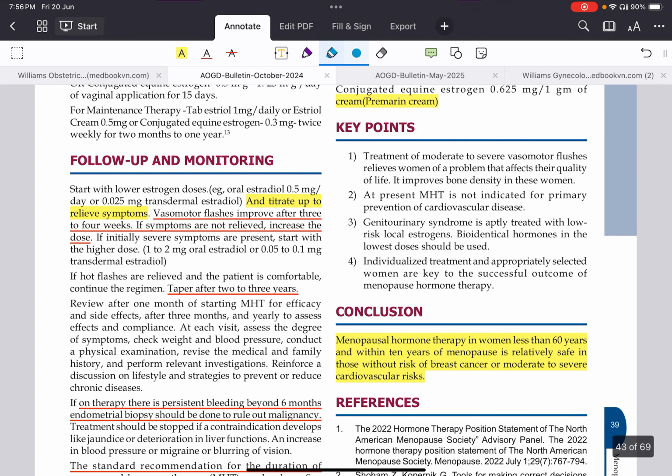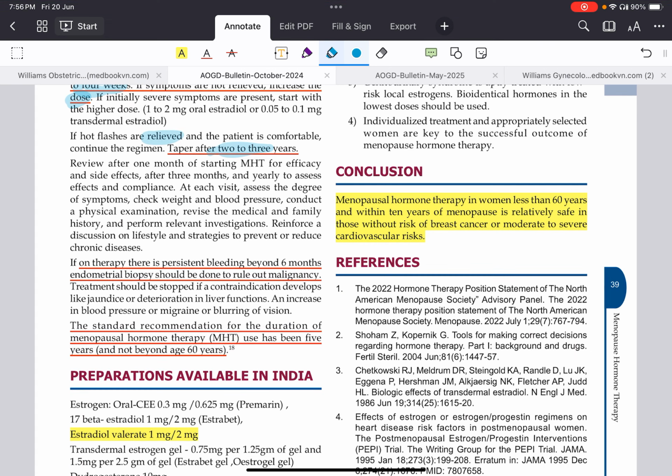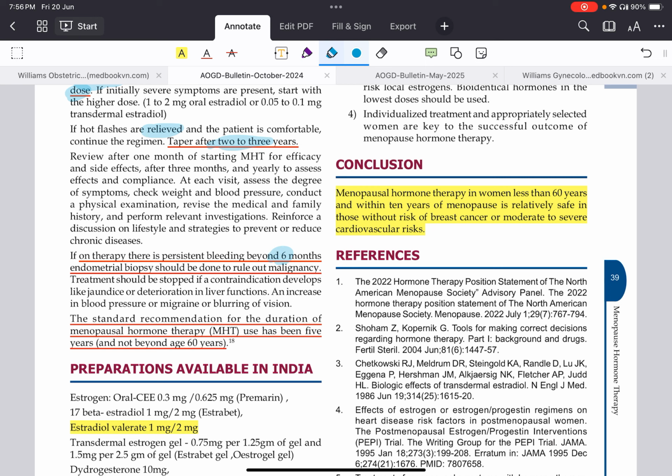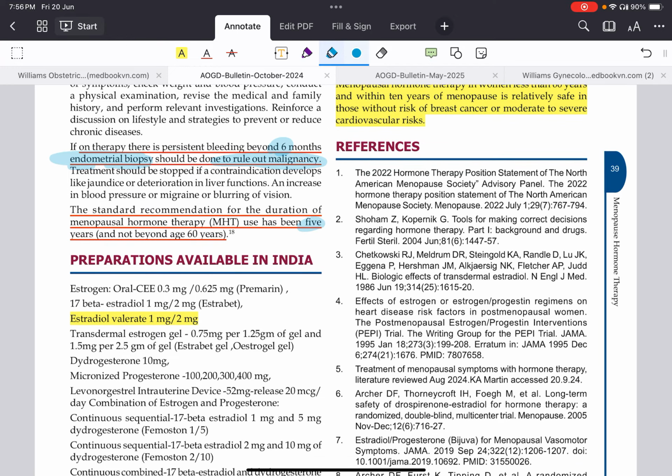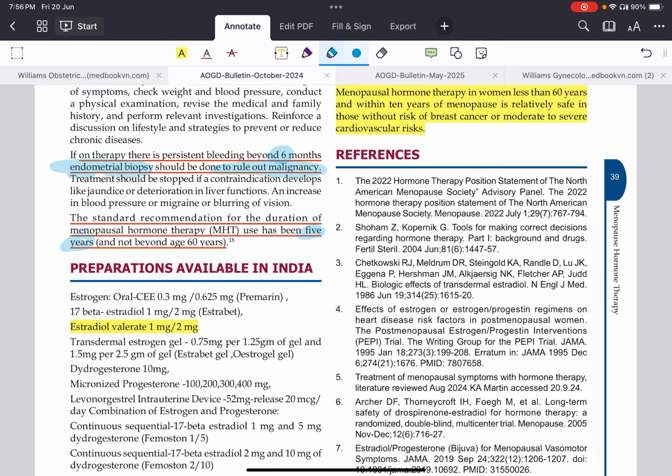Follow-up is important. We should not use years and years of MHT. Vasomotor symptoms actually improve after 3 to 4 weeks. If symptoms are not relieved, then we'll increase the dose. If the symptoms are relieved, then you'll taper the dose in 2 to 3 years. If there is persistent bleeding beyond 6 months, then an endometrial biopsy should be taken to rule out malignancy. I told you, only 5 years is the standard recommendation of MHT.